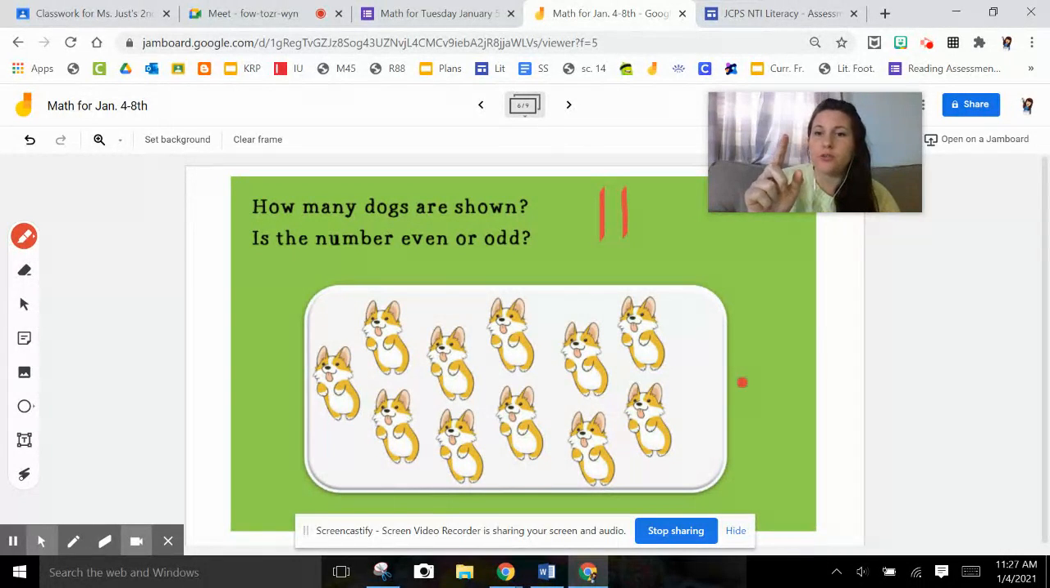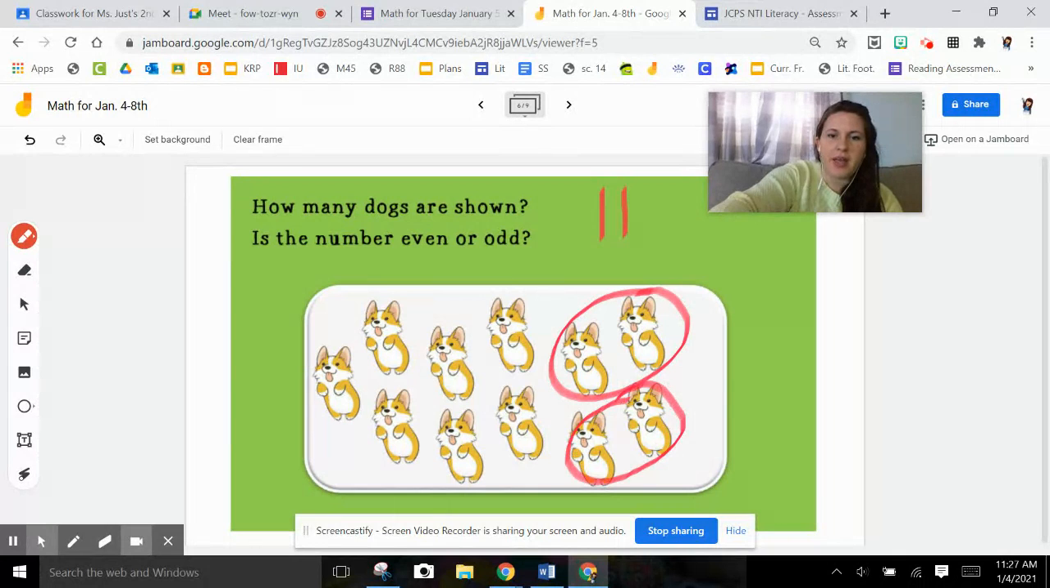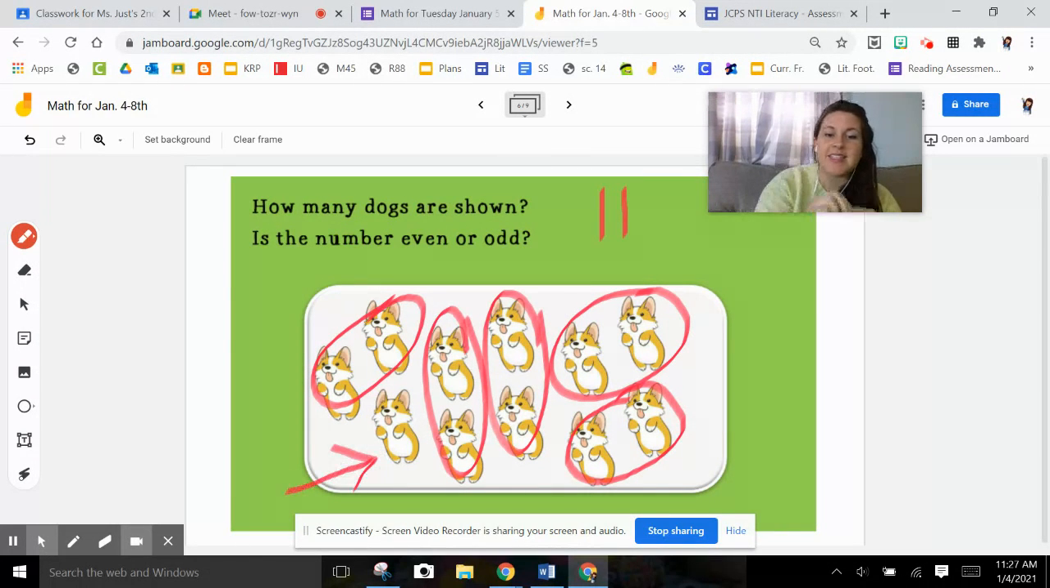So what we're going to do is give each corgi, each puppy dog, a buddy. And then when we're done, if everyone has a buddy, the number is even. If there's one that doesn't have a buddy, they're the odd man out. The number is odd. So let's start giving each other buddies. All right, so you guys are buddies. You guys are pals, best friends, BFFs, amigos. And then right there, this guy does not have a buddy. So that means it cannot be an even number because everyone needs to have a buddy. So our number is odd. O-D-D. So our number is odd.